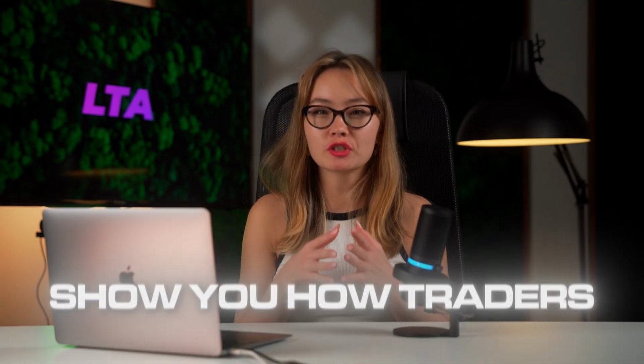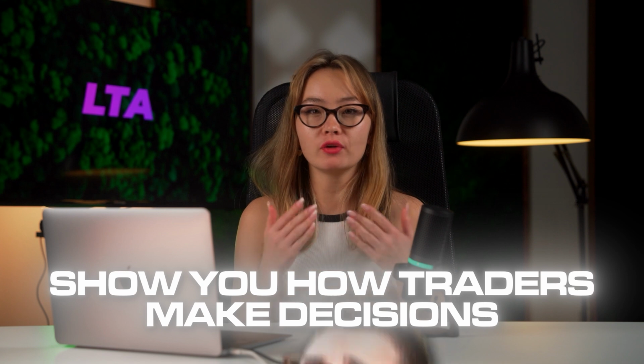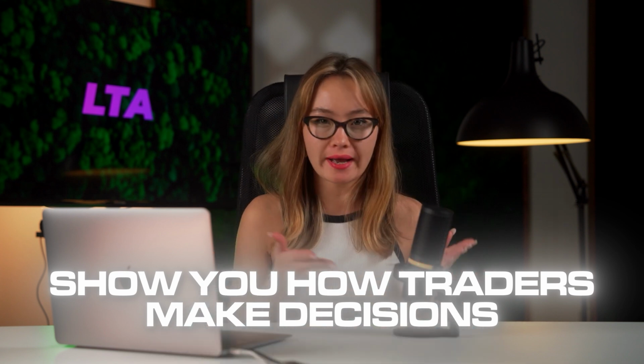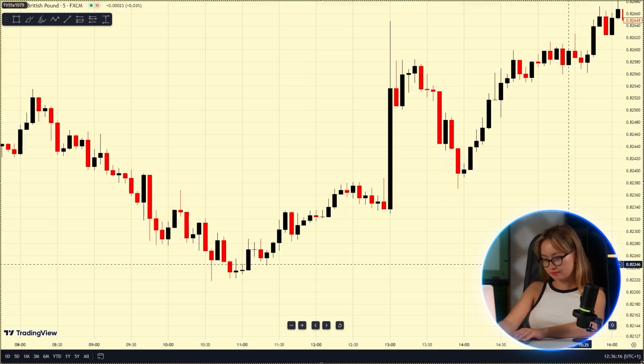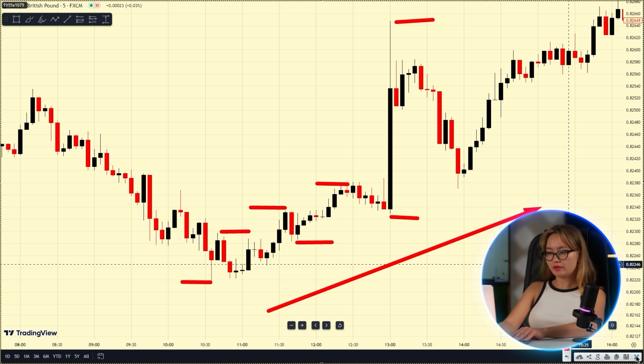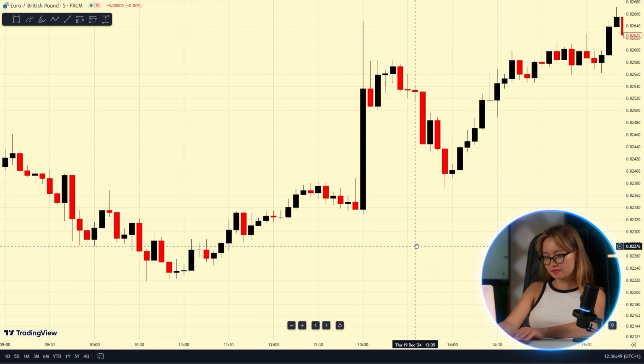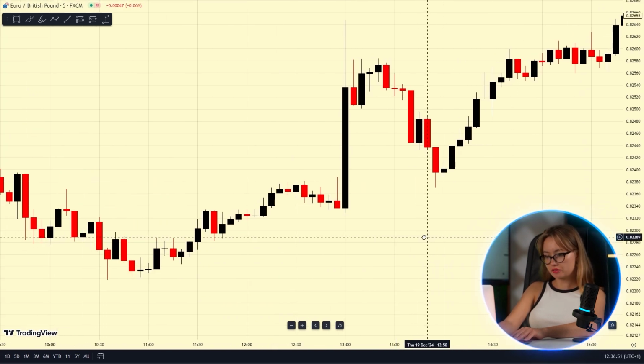Now let me show you how traders make decisions, what choices they face, what they look at, and how knowing the theory helps them survive in the market. Let's get started! How do you open trades? Here we can see that both the highs and the lows are climbing, so we can conclude that this is a strong uptrend. What are we looking for? Signals. We look at the patterns.